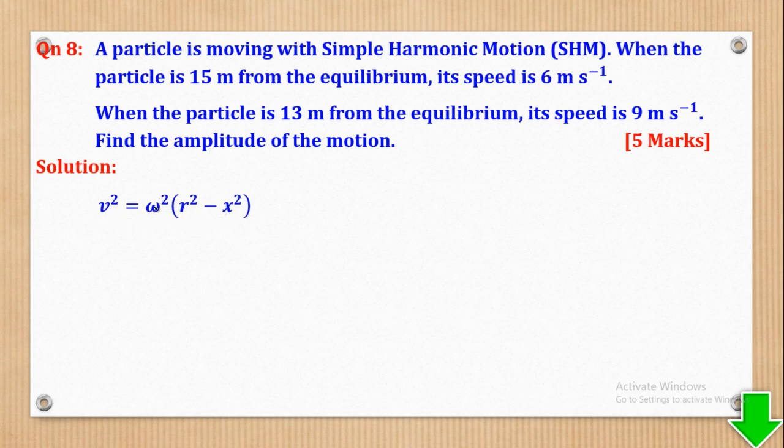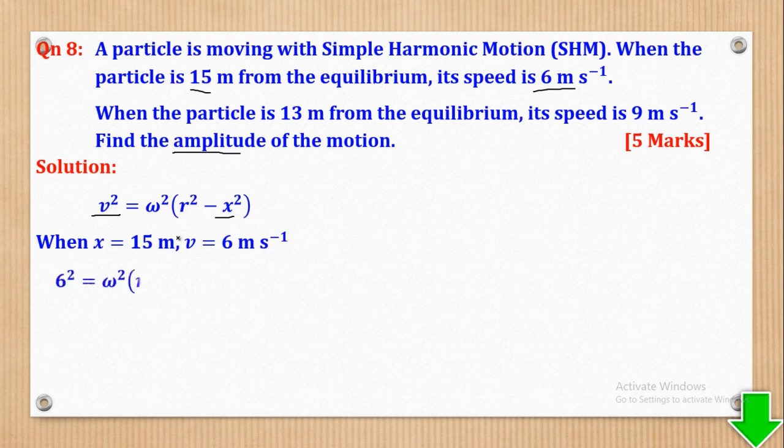So omega is the angular velocity and r is the amplitude. And in this case, they want the amplitude. So what we are going to do is substitute that when x is 15, v is 6. Therefore, substitute for v and for x here to remain with an equation with 2 unknowns.